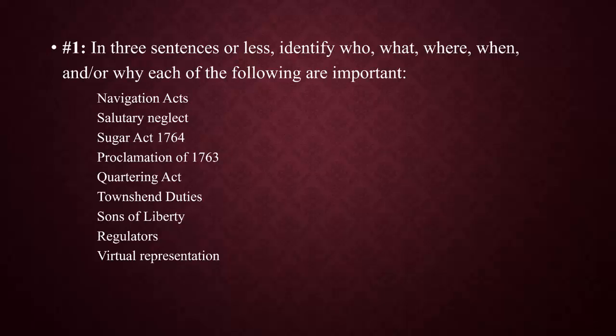Regulators were essentially a group of North Carolina colonists who armed themselves once more in protest of the taxes. They marched against militia troops supporting the colonial government, and were eventually able to destroy the houses of the governor and the superior judge in North Carolina.